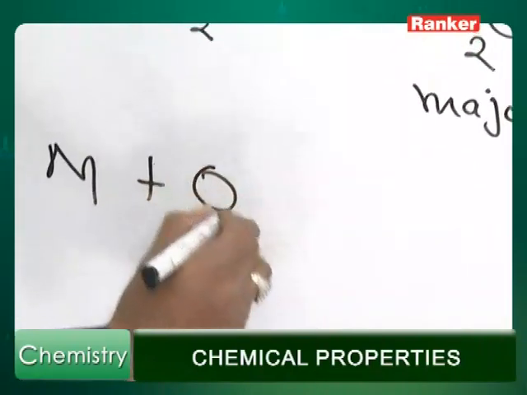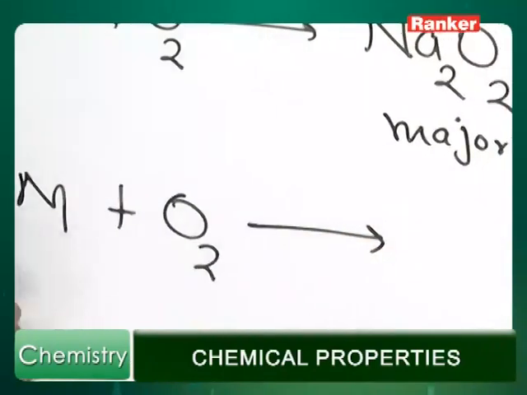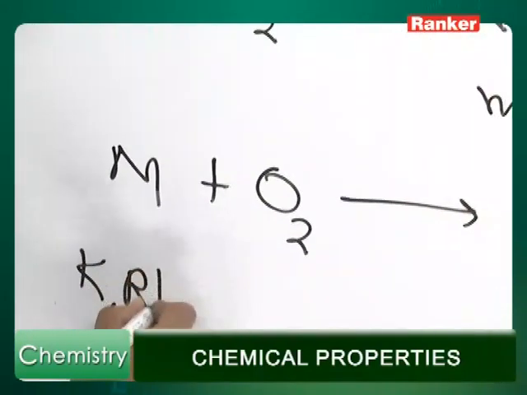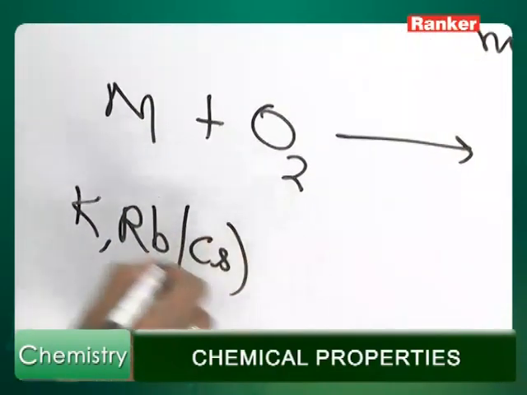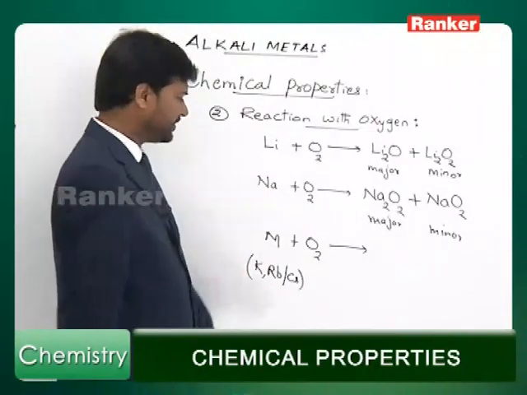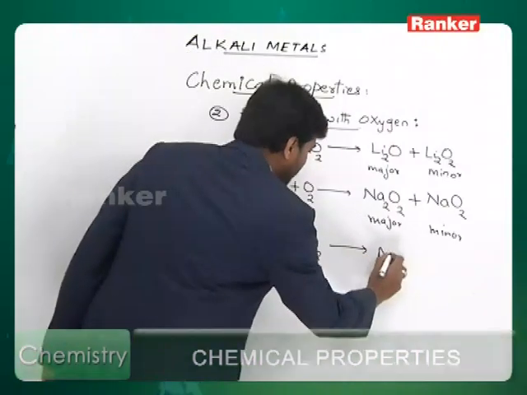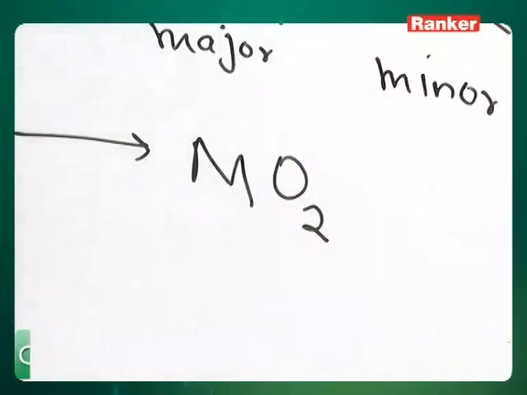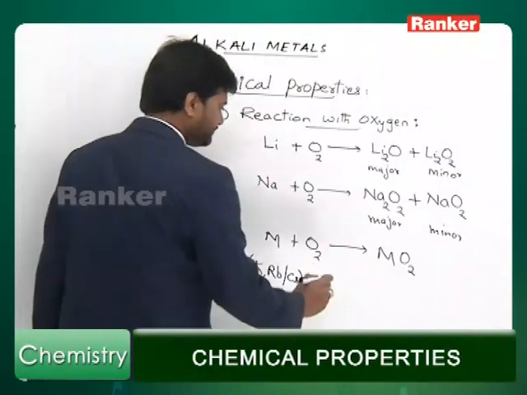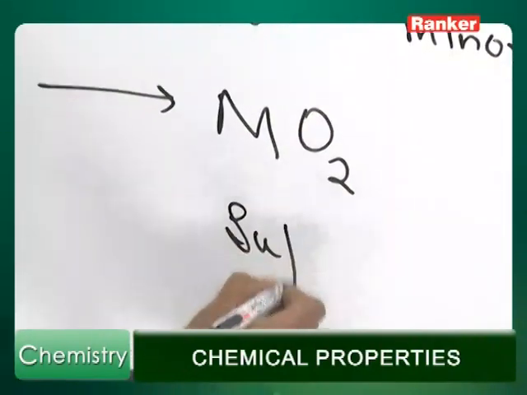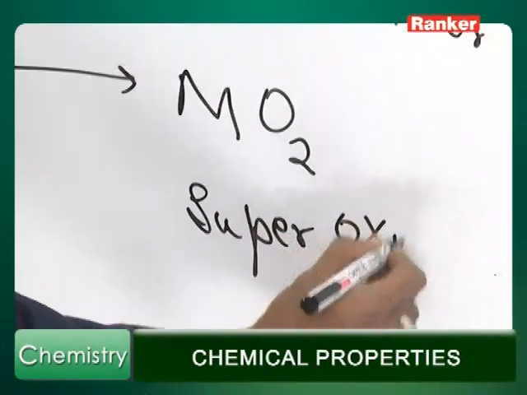M plus O2, here M can be potassium, rubidium or cesium, any of these, the rest of the elements. They combine with oxygen to give superoxide. This is, as I told you, superoxide.